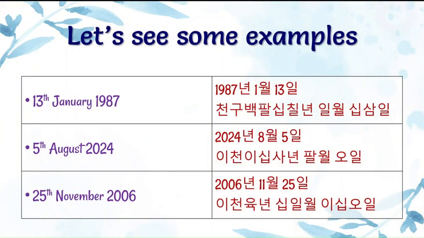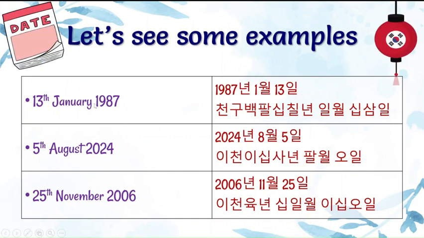Okay, now let's look at these example dates to understand more clearly. Suppose you have to say 13th January 1987 in Korean. Now, there are two ways to write this date. First one is to use the numeral form for year, month and day. And the second one is to write the complete word for each number. That is why I said that you need to know how to count Korean numbers, because you have to know how to say 1987 in Korean. Then only you will be able to write the date in Korean language.